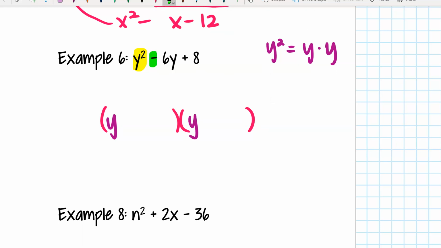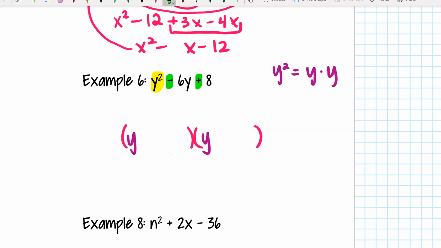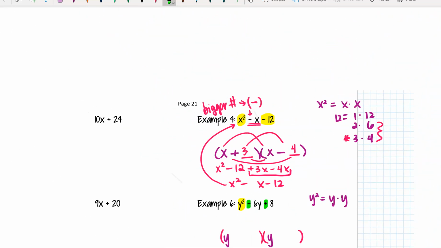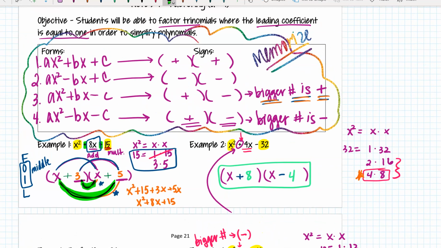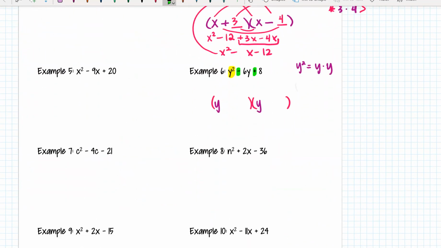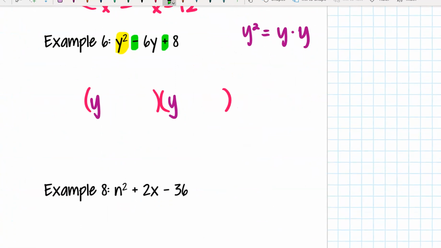I have a negative and a positive. So if you look at the very front page of this section, when you have a negative and a positive, that's option 2 here. And that means I have 2 negatives when I'm done. So I'm going to go ahead and put that in there. These little shortcuts are going to save you a lot of time. Okay, so minus, minus. So now the only thing I'm concerned with is what multiplies to get positive 8, but adds to negative 6. So I have 8.